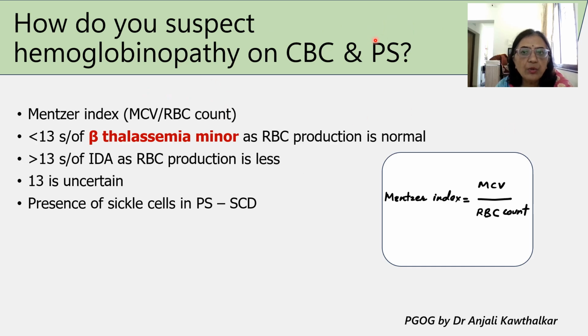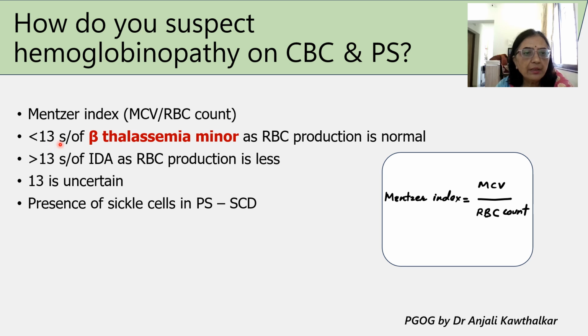Now, how do you suspect hemoglobinopathy on CBC? Whenever we do CBC, it is a very precious investigation and we need to be able to extract maximally from it. It is so easily available and it is comparatively an inexpensive investigation, but as clinicians, we should know how to extract information from it. So how we suspect hemoglobinopathy on CBC, the best index which is used is called the Mentzer index. Mentzer index is MCV divided by RBC count.